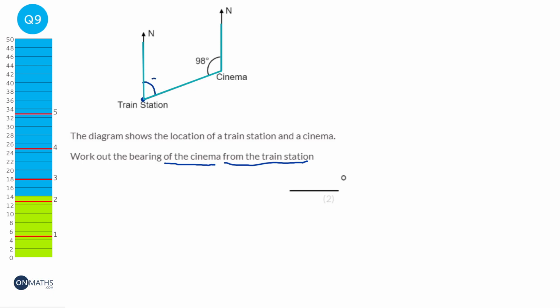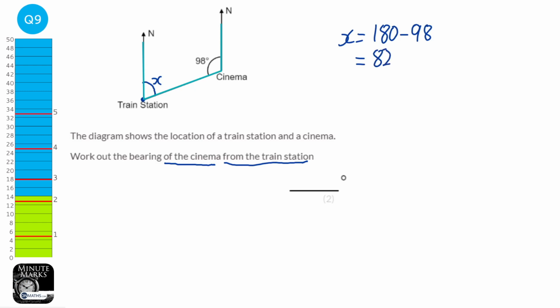So we're going to call this x, and we're going to say x equals 180, take away the 98 there. And so we just put on our calculator, or do it in our head, 180 take away 98, and you get the answer of 82. So we know that this angle here, instead of x, is going to be 82. But the way we show bearings is with 3 digits. So it's going to be 0, 8, 2 degrees.